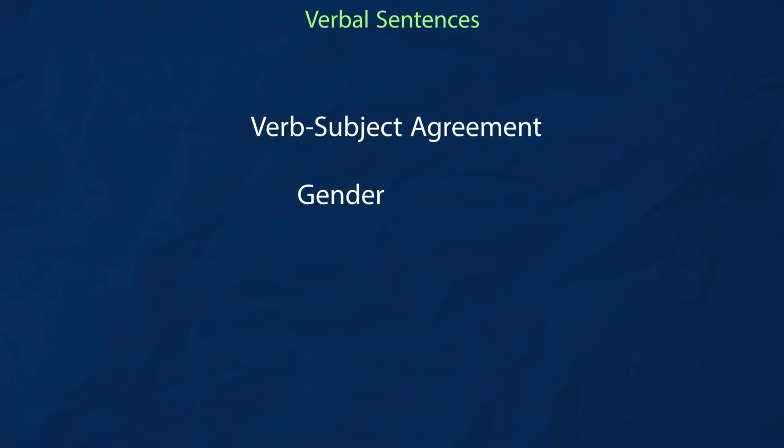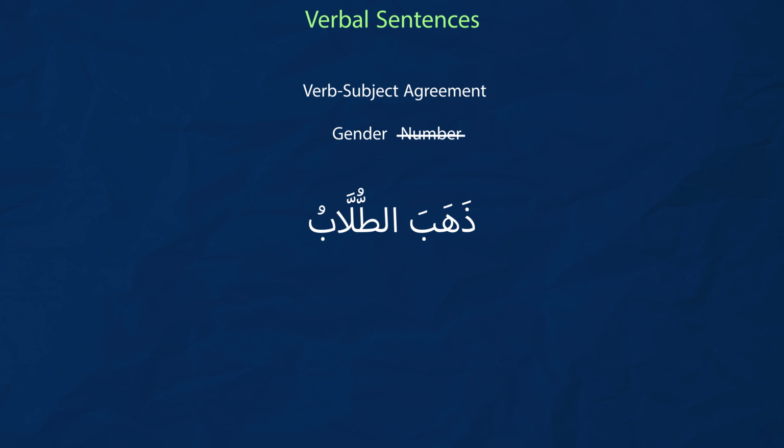Now these sentences also have the verb-subject agreement, with one major difference in comparison to the nominal sentence. In a verbal sentence, the verb agrees with the subject in gender and not always in number. If the subject is dual or plural, the verb will still be singular. For example, ذهب الطلاب. The students left. We use the singular form of the verb ذهب and we did not use the plural form ذهبوا.